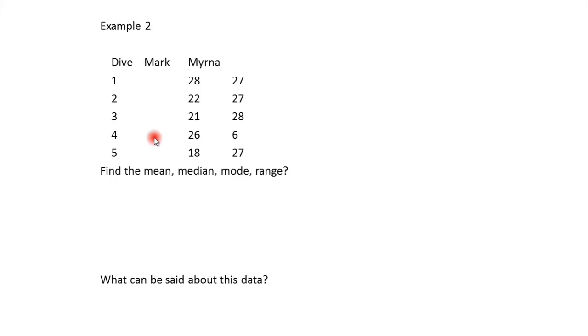Example 2: three people, Dave, Mark and Myrna. What is the mean, median, mode and range, and what can be said about this data? The mean is 23 for both Mark and Myrna. The median is 22 and 27, while the range is 10 and 22. As we see, the range is pretty high for the second data set, and so would be the variance. Due to the outlier, the median is more typical of overall performance.